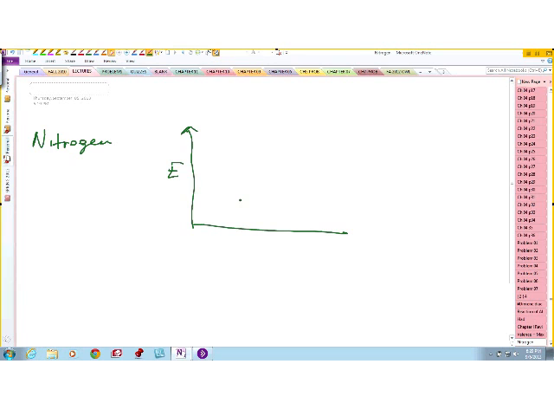Okay, what is the valence? What is the atomic number for nitrogen? 7. Good. So we need 7 electrons. 1s has 2 electrons, 2s is 2 electrons. Then you have the p orbitals. Okay, so we have 1 here. Fill this out first.